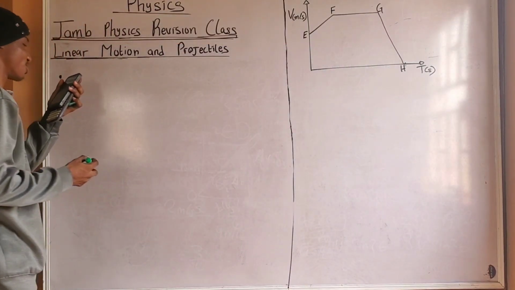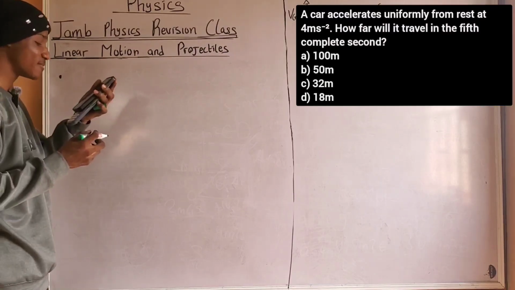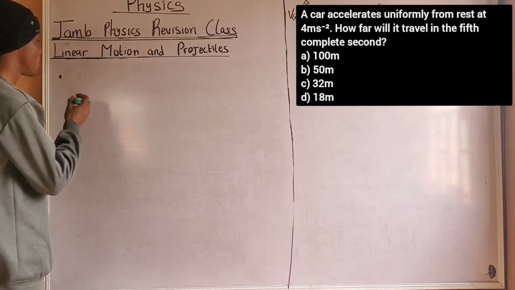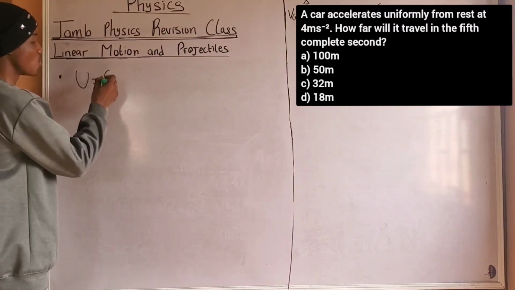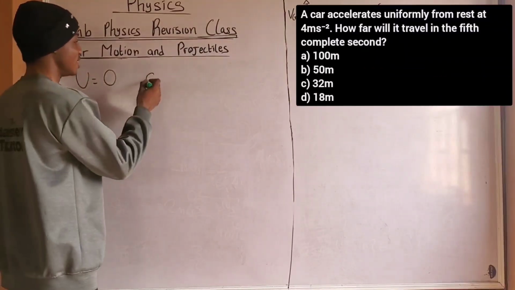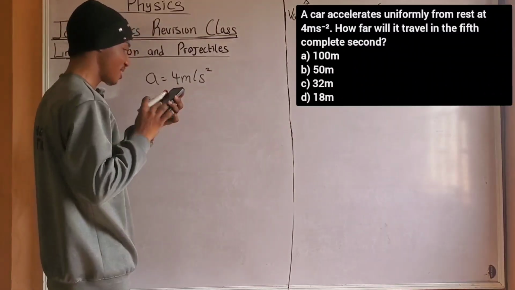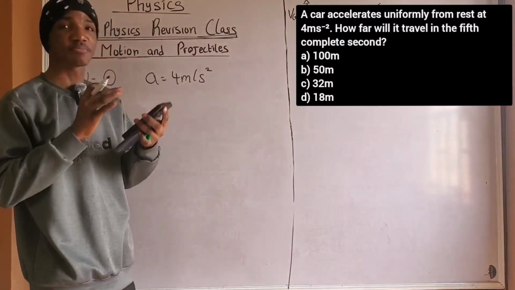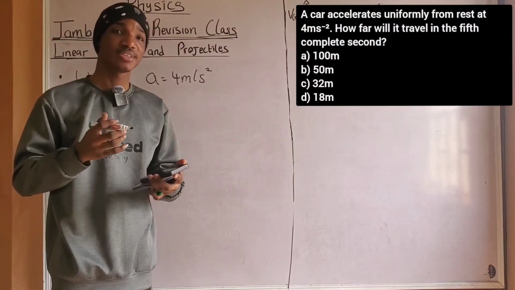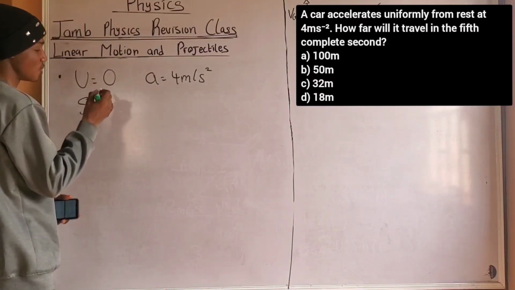Okay, please kindly pay attention. We are given that the car accelerates from rest. That means the initial velocity of the car is equal to 0. Are you getting it? And the acceleration is equal to 4 meter per second squared. Okay? Now, how far will it travel simply means we are looking for the distance, right? So we are looking for S. S is unknown.